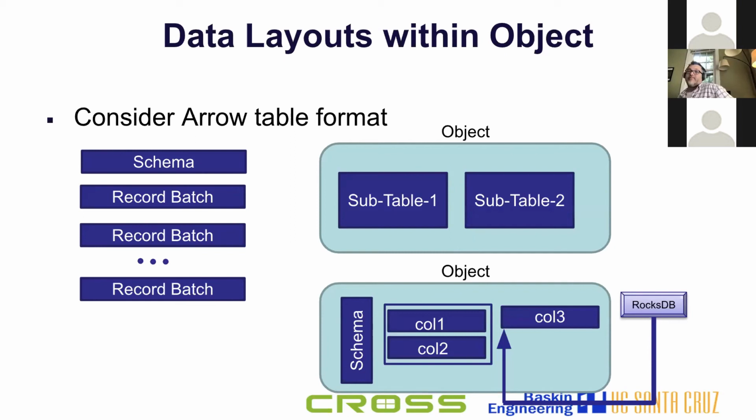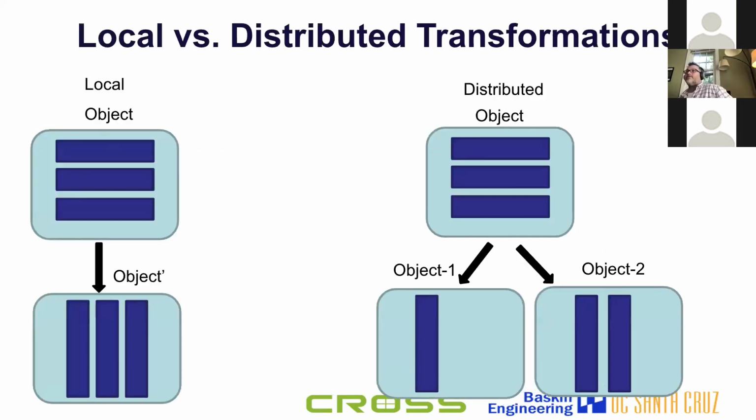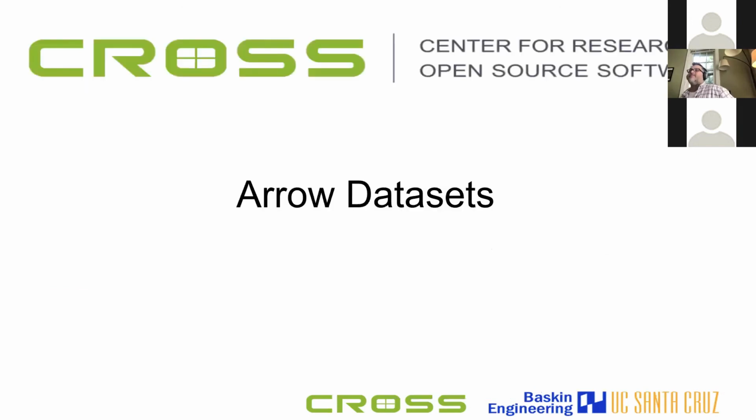You can think of column-based layout as well, right? We might want to change this to layout columns in some order. And we can talk about transformations from row to column. This is just an example of that. So briefly, I just want to talk now about how we're moving toward the Arrow Dataset API, and then we'll try to wrap up with a quick result.